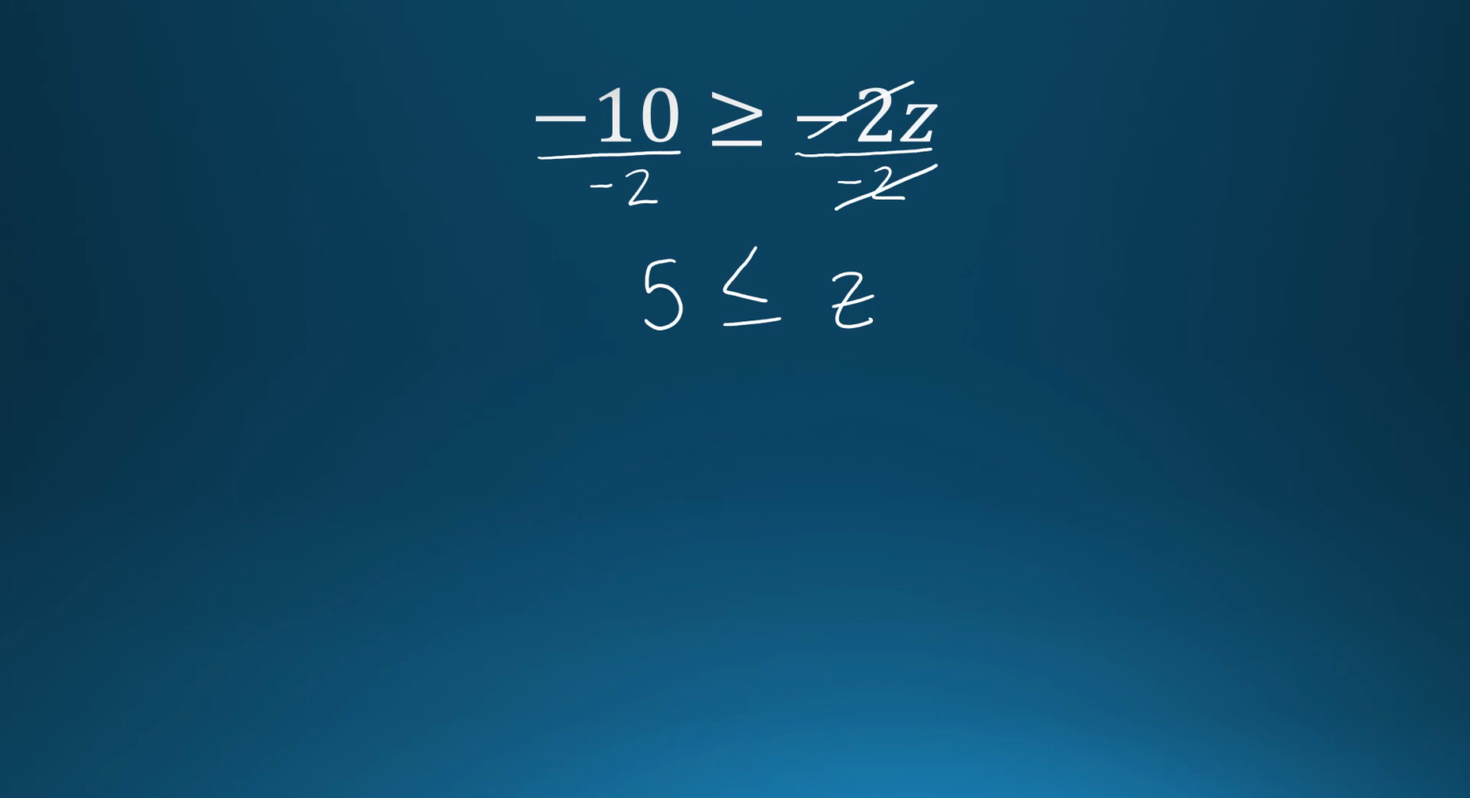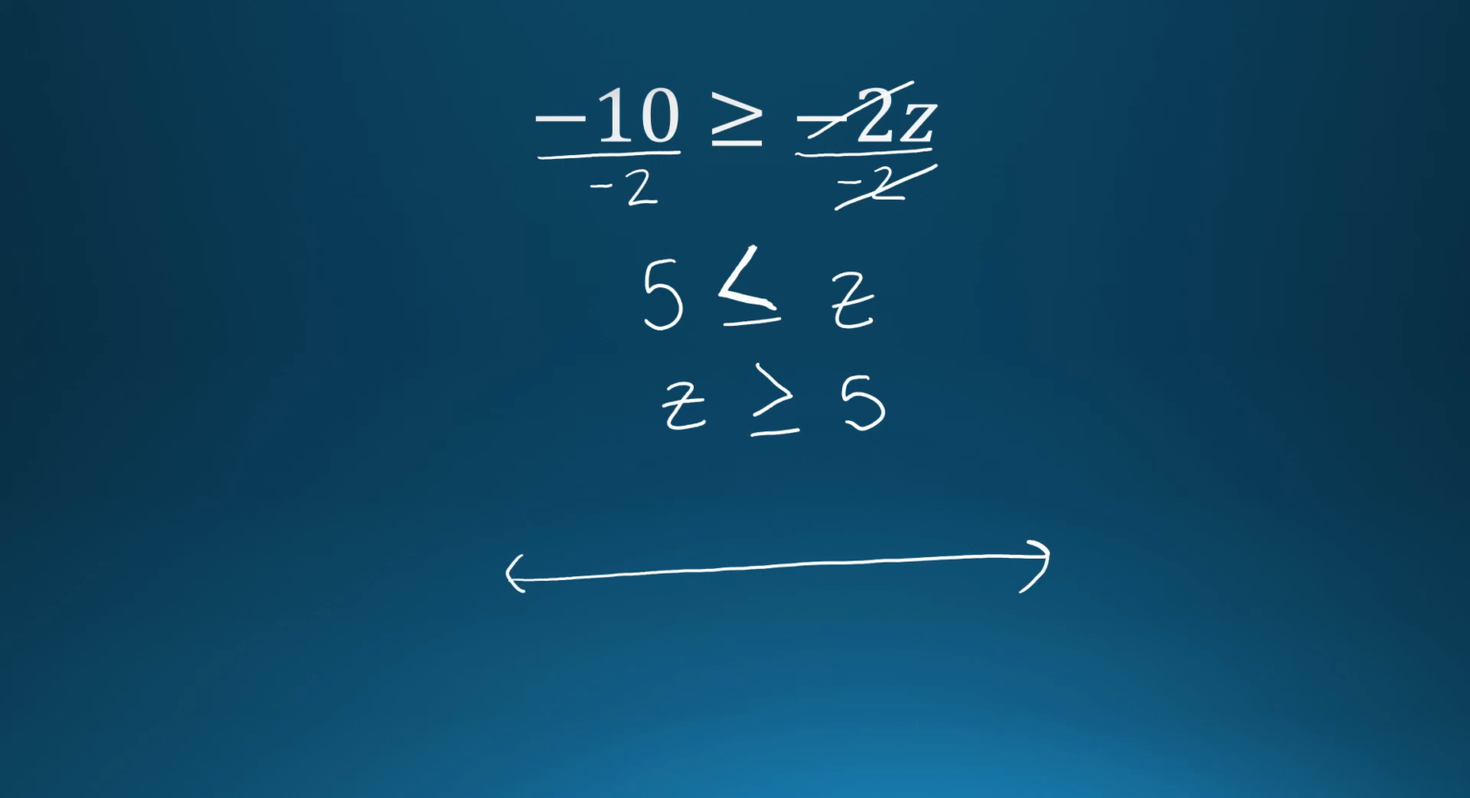If we want to rewrite the inequality, we can flip the variable and the number, and then notice our inequality symbol was opening towards z, so we want to make sure that it's still opening towards z when we rewrite it. It helps to rewrite it with the variable on the left so that it's a little bit easier to go ahead and graph it.